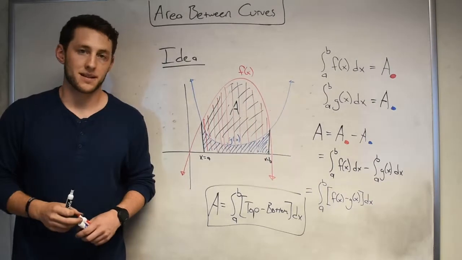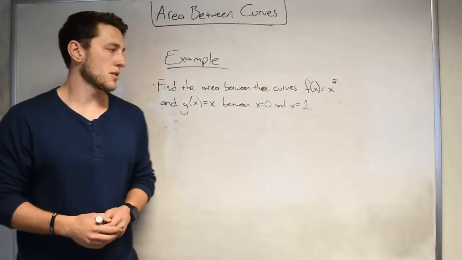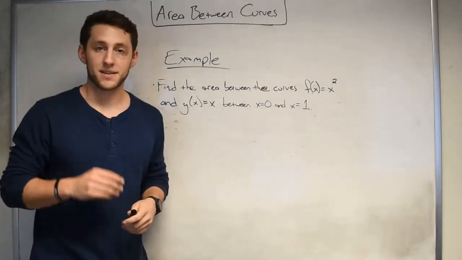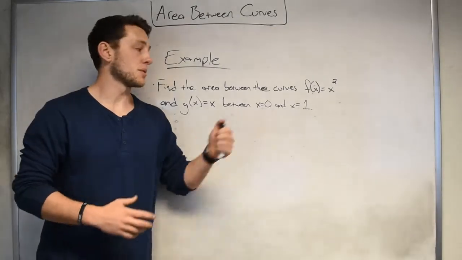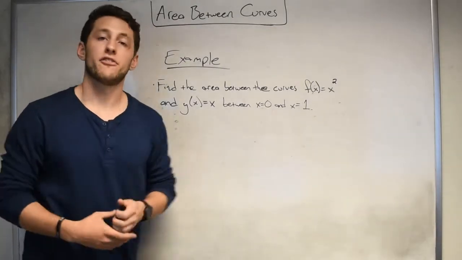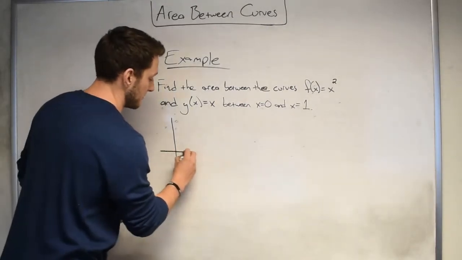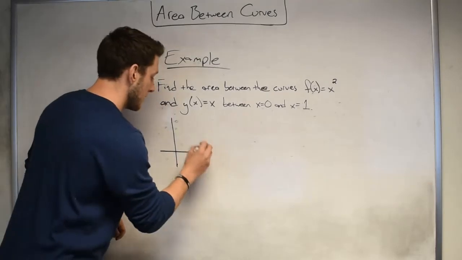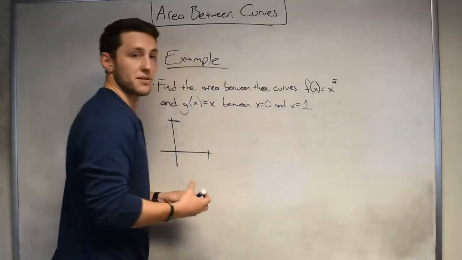Let's dive into an example as to how to use this formula. Let's go ahead and start with an example of finding the area between the curves f of x equals x squared and g of x equals x, all between 0 and 1. Now first, a picture will help, so a graphing calculator will be useful in this section. Now I'm worried about between 0 and 1. Between there, our functions will look like the following.